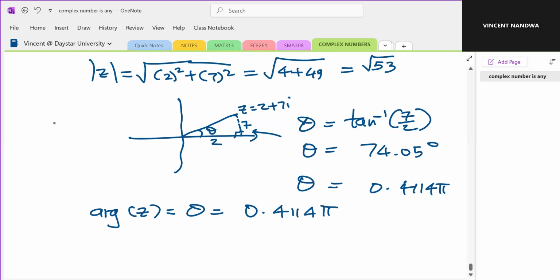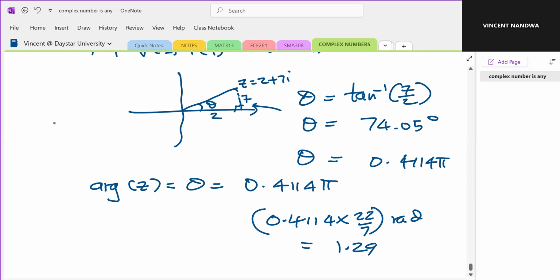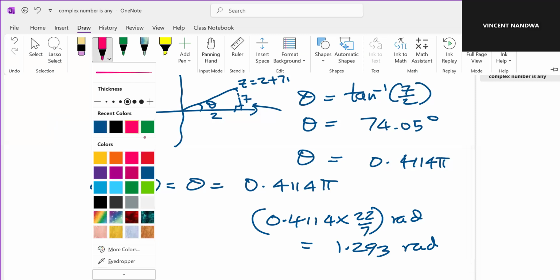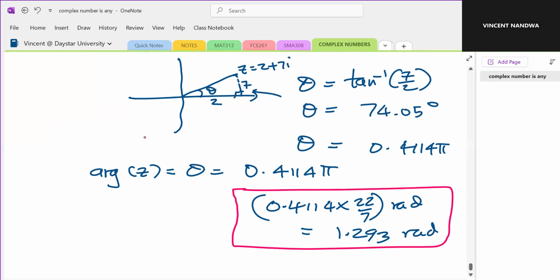Remember when you want to write it in normal radians, you can say this is the same thing as 0.4114 times 22 over 7 radians, which is the same as 1.293 radians, but you don't have to do that. Just write in terms of pi. This is complete. When you write pi, we still know that it means pi radians.